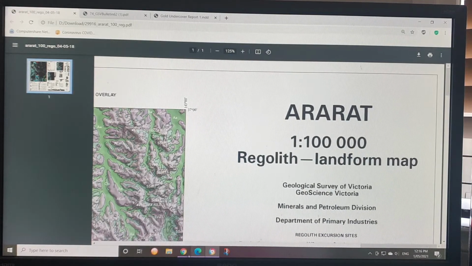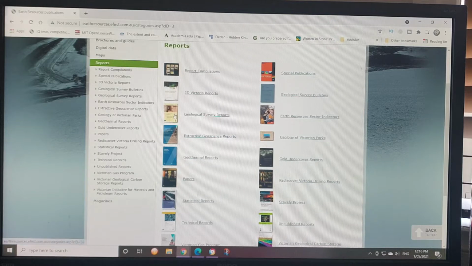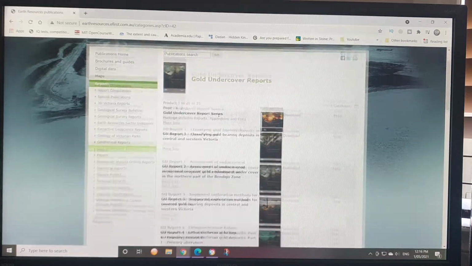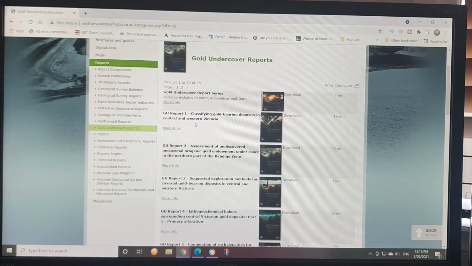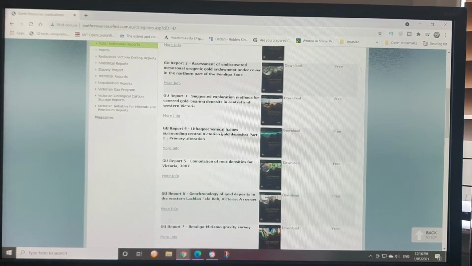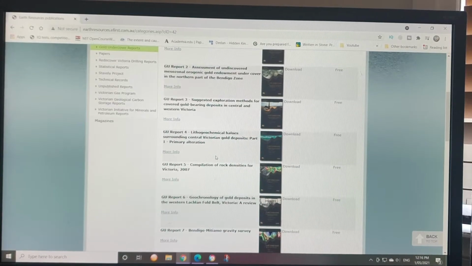If we have a look at Earth Resources, this is where I get the information from, you can get a lot of different reports. We have gas unpublished. If you want to look at gold, here you go, they have a lot of gold undercover reports, like classifying gold bearing deposits in central and western Victoria, and suggested exploration methods. These get a bit technical. I haven't actually read any of them, but I am definitely going to.